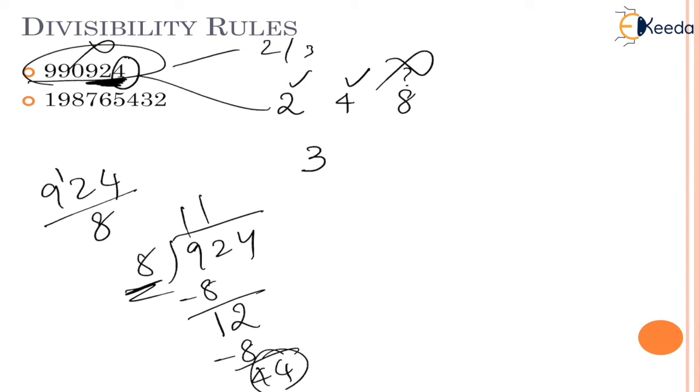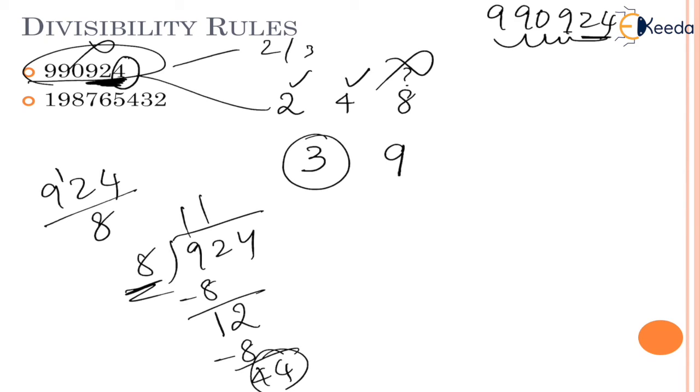What if I ask you 3? Is this number divisible by 3? 990924. If you add all the digits, it is going to be what? 27 plus 6 is how much? 27 plus 6 is 33. So 33. Is this number divisible by 3? Yes. But is it divisible by 9? No, because 33 is not a multiple of 9. I hope everybody is clear with this.